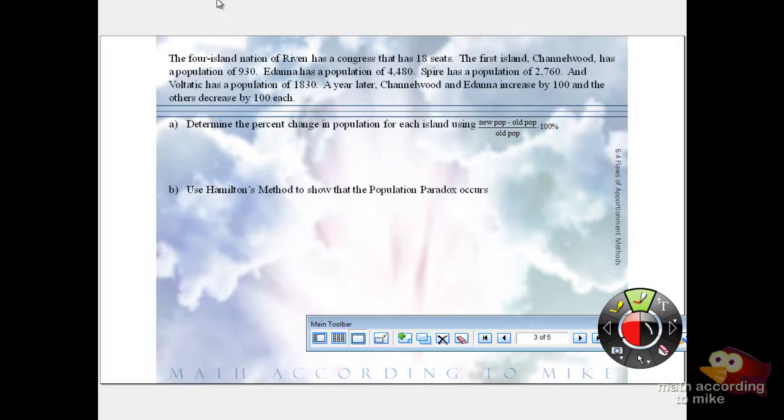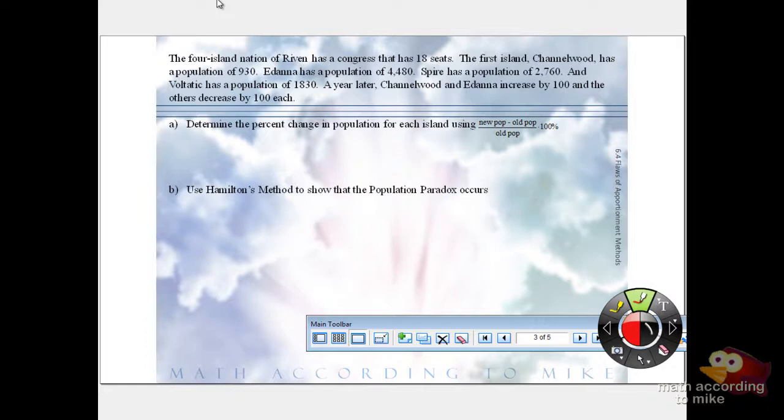To figure out who grew fastest, we're going to use this population. We're going to use this formula. Determine the percent change in population for each island. Anytime you do a percent change for anything, it's basically this formula: the new number minus the old number divided by the old number times 100%.